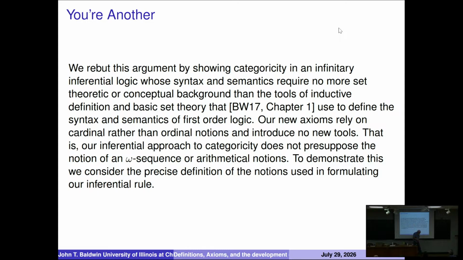And that's what I'm saying. I call this the "you're another." But there's a Latin for this. But you're all philosophers. What's tu quoque?